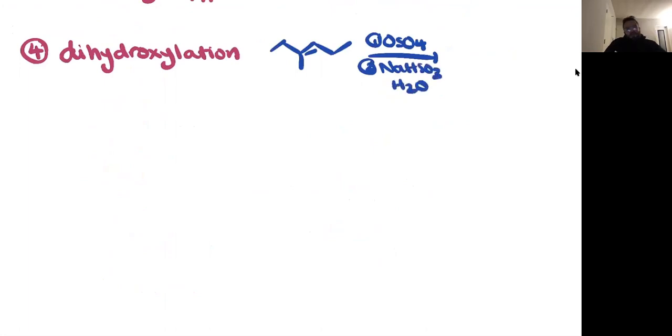Okay, another 2-step mechanism. And then you're going to end up with alcohols on either side of where your double bond used to be. Okay.